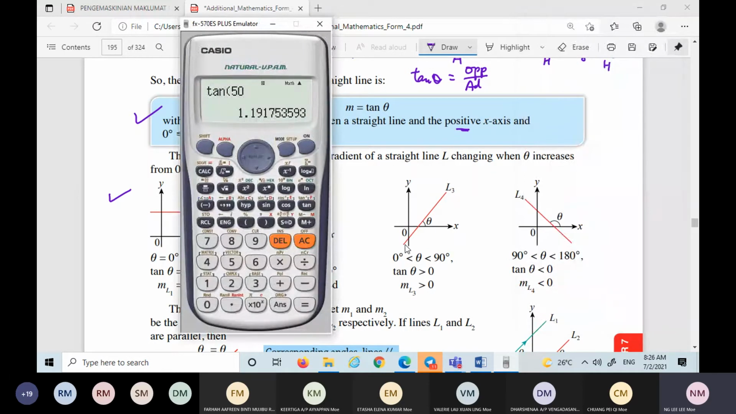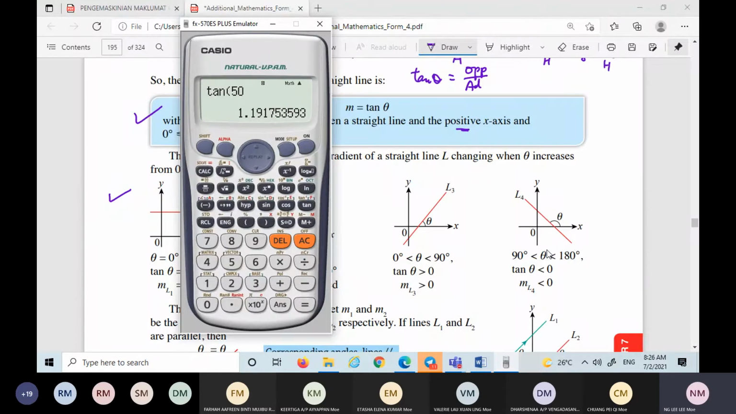If the slanting line goes up this way, the gradient is positive. If the slanting line comes down this way, the gradient is negative. We also want to prove it by using tangent theta as the gradient. If the slanting line comes down like this, you see this theta is bigger than 90 degrees, but it is capped at 180 degrees, not more than 180 degrees.